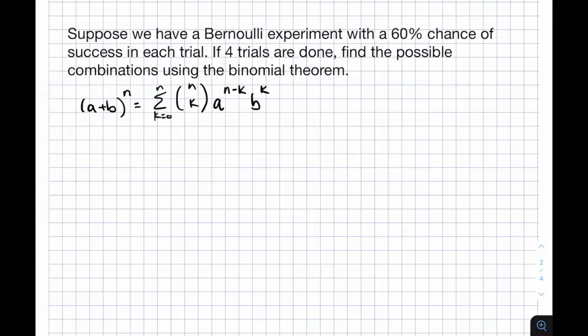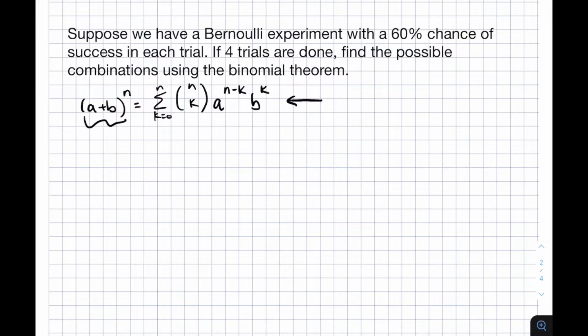In this problem, we're told we have a Bernoulli experiment with a 60% chance of success in each trial. If we do 4 trials, we need to find the possible combinations using the binomial theorem. I've written the binomial theorem here, which basically helps us expand this type of expression.